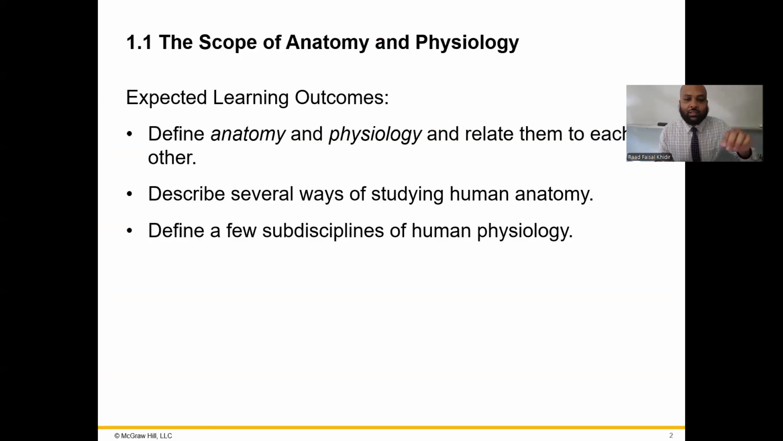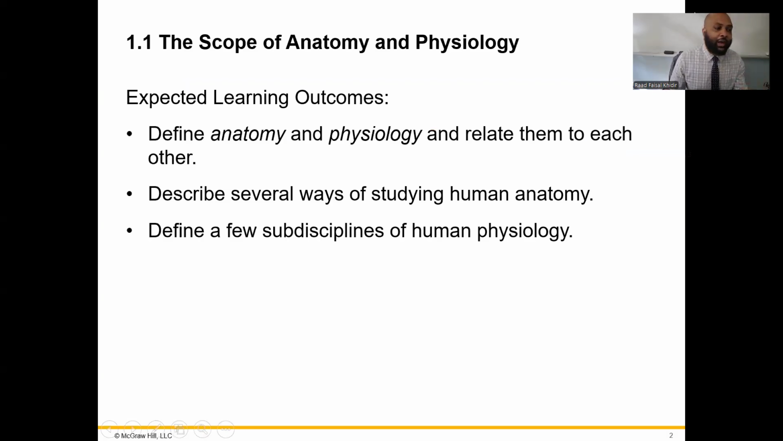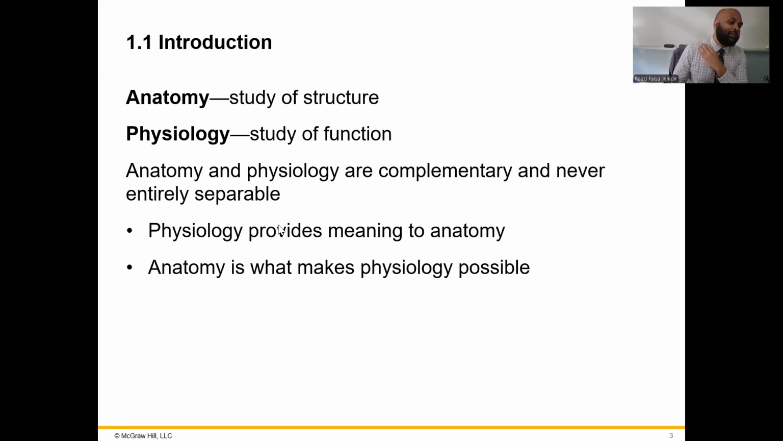We have already discussed the definition of anatomy and physiology, and we said that anatomy is the study of the structure and physiology is the study of the function. And we also study the connection between anatomy and physiology. Both are inseparable. They are two different faces of the same coin. We cannot have anatomy without physiology, and we cannot have physiology without anatomy. So we're going to see how we're going to utilize our knowledge of the human structure.